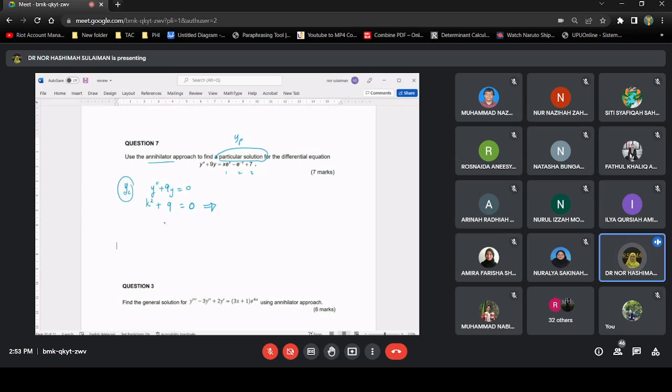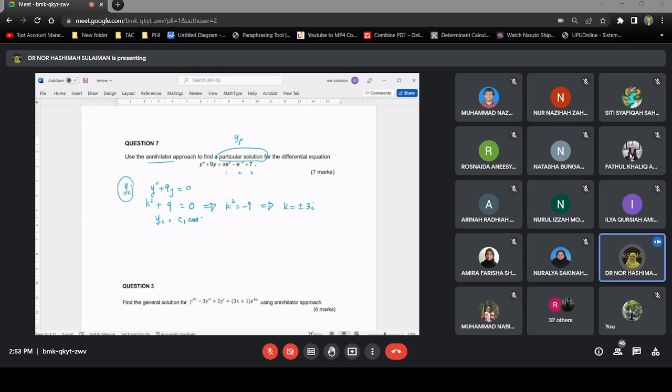Okay, alright. So what do you think about the roots to this particular characteristic equation? Complex. Yeah, complex roots. So k must be what? Plus minus 3i. So YC dapat apa? C1 cos 3x plus C2 sin 3x. Okay, we done. We are not interested in finding the YC. Kita nak cari YP dulu kan. Daripada YC tu baru kita boleh dapatkan dia punya particular solution. Betul?